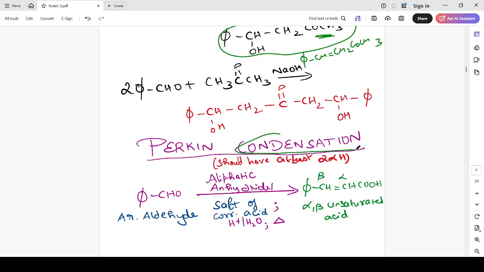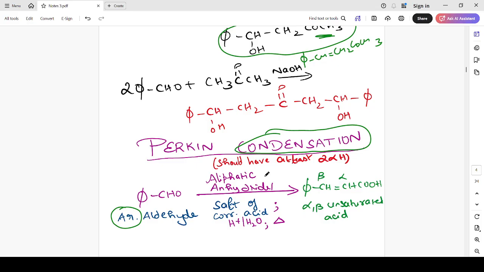The word condensation definitely tells you that you're going to eliminate something so that you are creating a double bond there. The reaction is very characteristic of aromatic aldehyde. In the case of aldol, it was not specific with respect to aromatic nature. You could use aliphatic as well. But Perkin is characteristic of aromatic aldehyde.